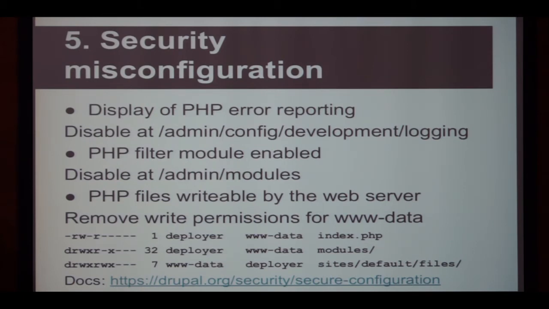PHP files writable by the web server. That's a very interesting thing. So what you should do on your production site is remove write permissions for the web server user. On most Unix systems, it's typically the www-data user. And a file layout would look like this. You have some deployer user, I call it deployer on my system, which basically updates your website, fetches from Git, or is your FTP user or whatever. And the group is the www-data group, which is able to access your site but not write to them. And that's the important point.